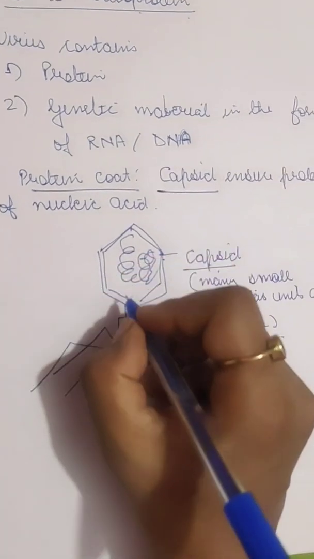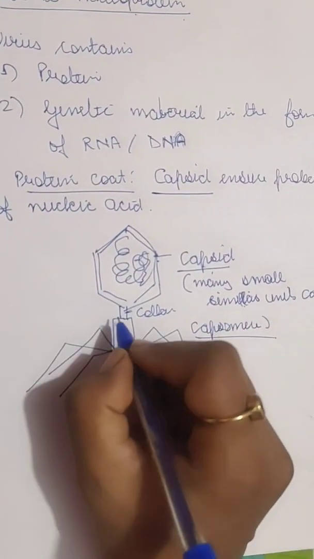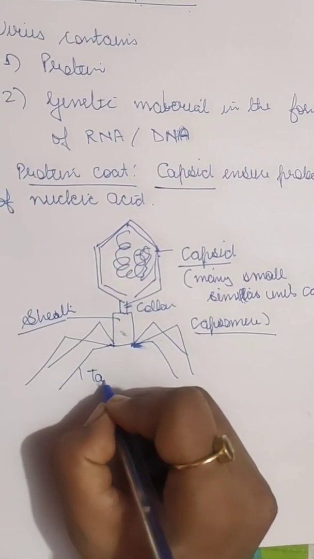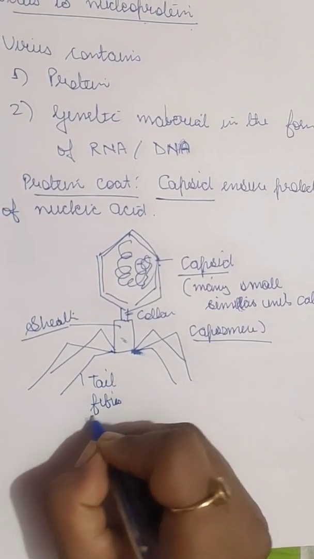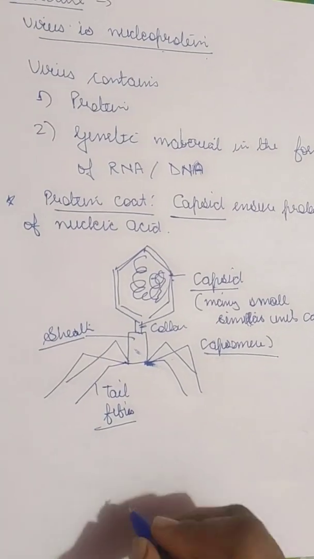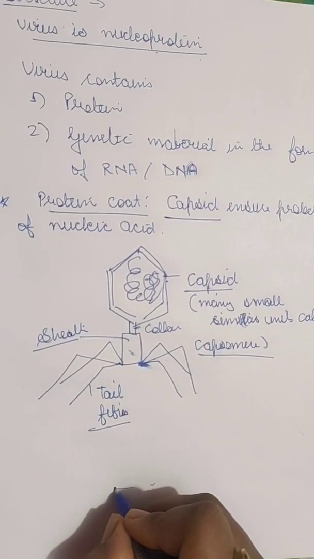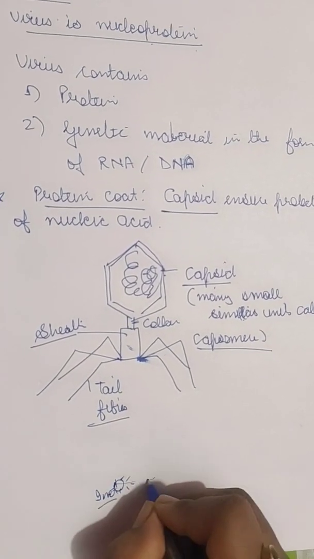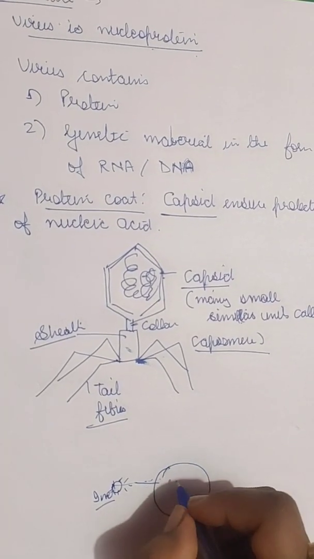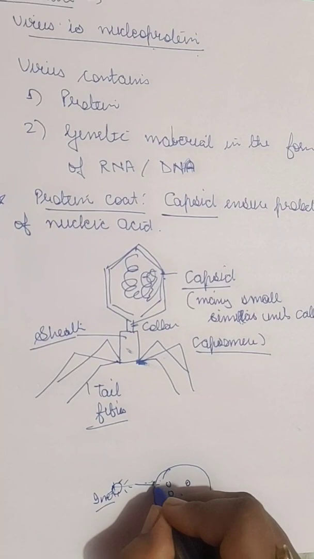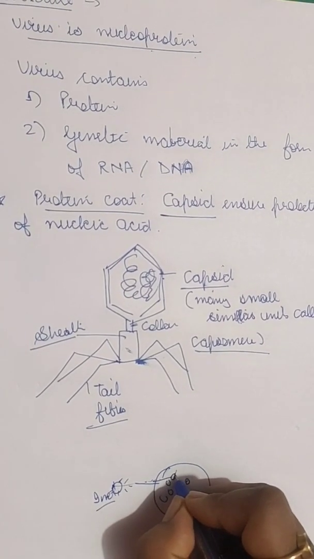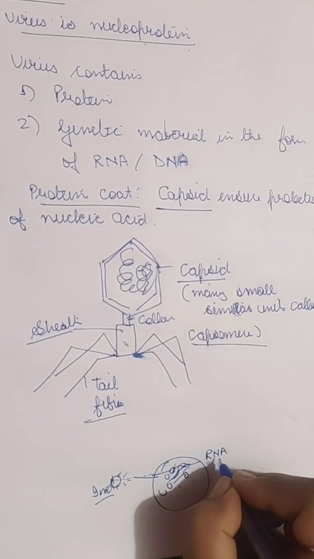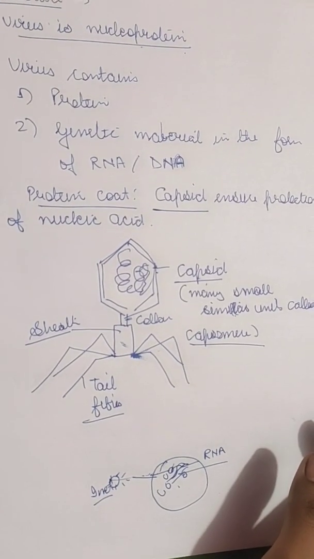So this is the collar, this is the sheath, and these are the tail fibers. This is the structure of a virus. So what happens, like when the virus is outside, we will draw it like this. When the virus is outside, it is inert, and when it enters a cell, like these are cell organelles, it releases its RNA inside the cell.